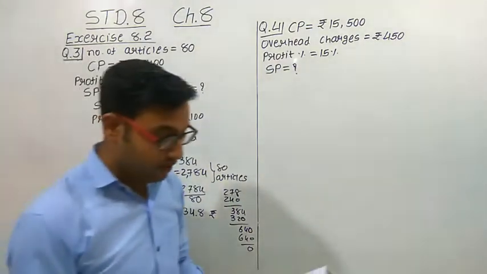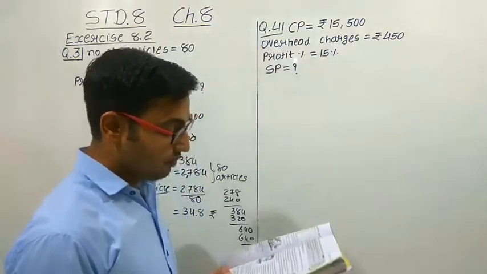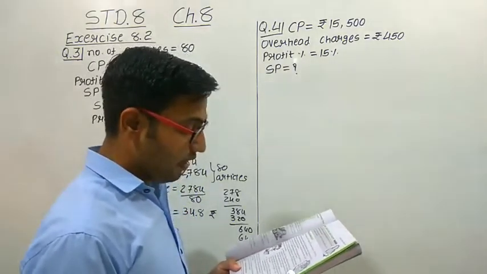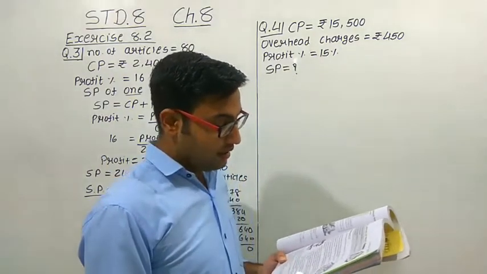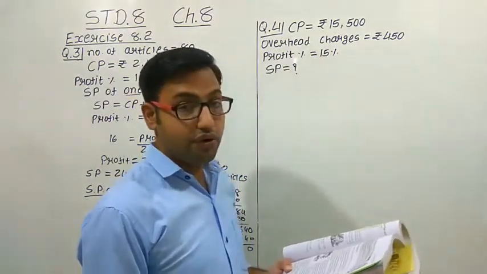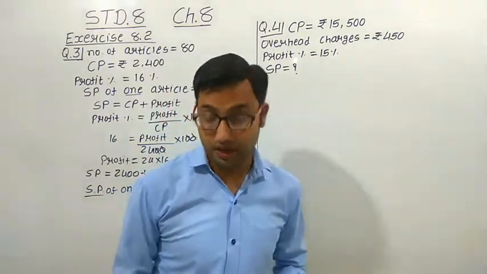The cost of an article was rupees 15,500. Rupees 450 were spent on its repair. If it is sold for a profit of 15%, find the selling price of the article.